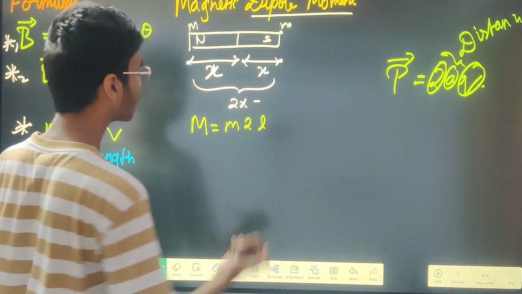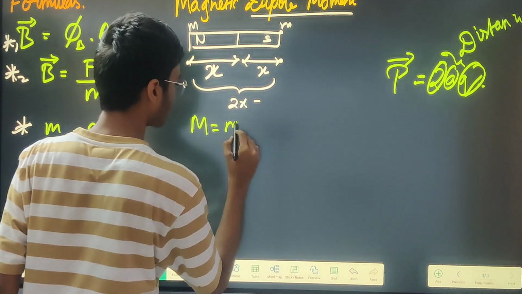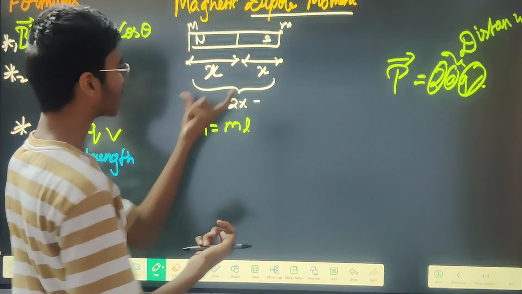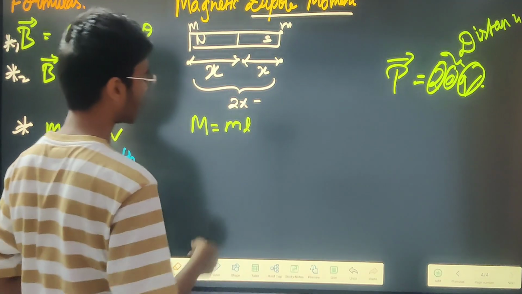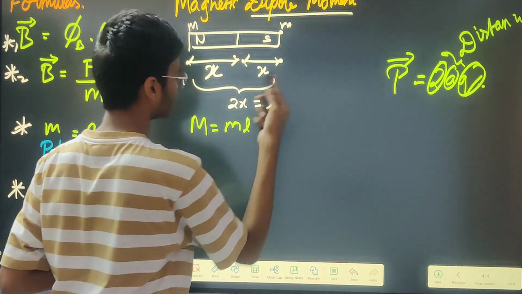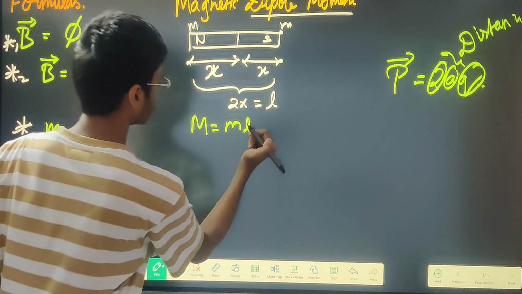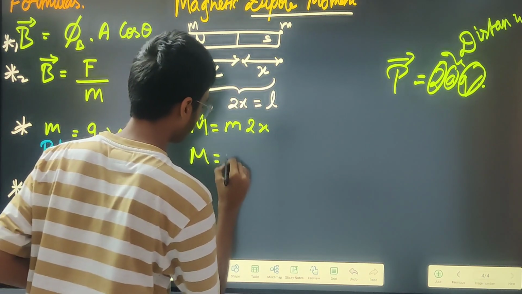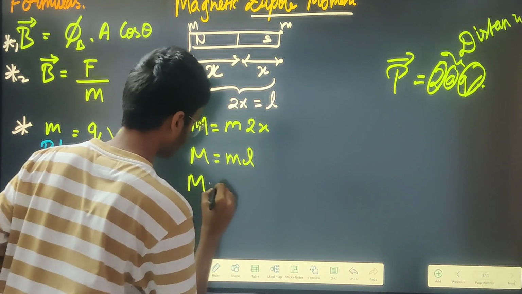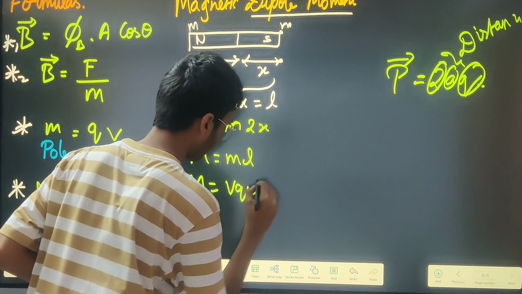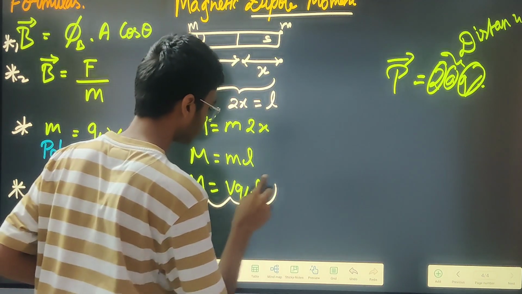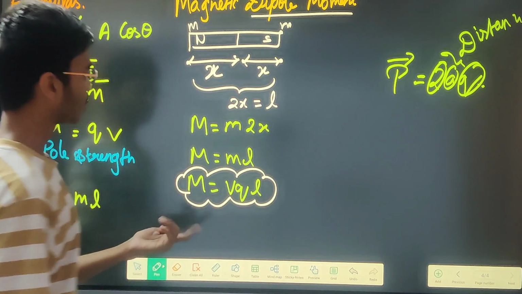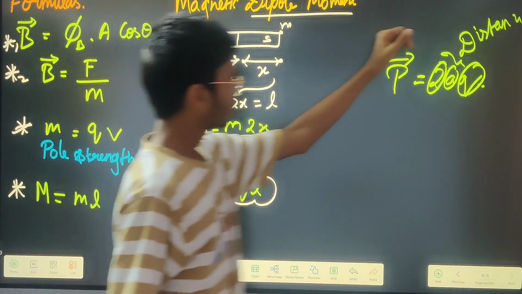Or in some places, instead of this 2L, they have given it as just L, which means that this total distance they have considered as just L. So you can write this as L. So I can write it as 2ax, which is equal to M is equal to ML. Okay, so M is equal to VQL.